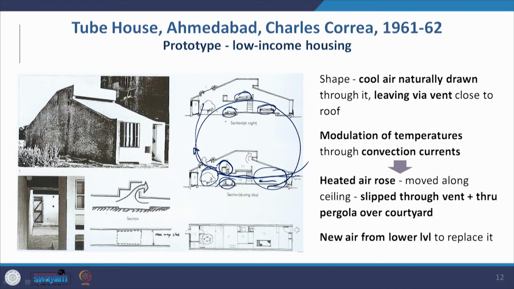So Correa designs a low cost project by providing multiple use of spaces at the daytime and in the night time. Now this air from the lower level is replaced by fresh air coming in as the hot air rises, as I have told you, the current being created.